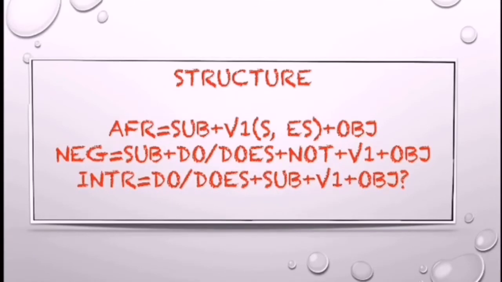First of all, there is subject, then there is first form of verb and the addition of s or es with the first form, and then lastly there is object. In negative sentences there is subject, then do or does plus not, and then first form of verb, and lastly there is object. And in interrogative sentences there is do or does and subject, then first form of verb and object at the end of a sentence. It's all about the structure of present simple tense.